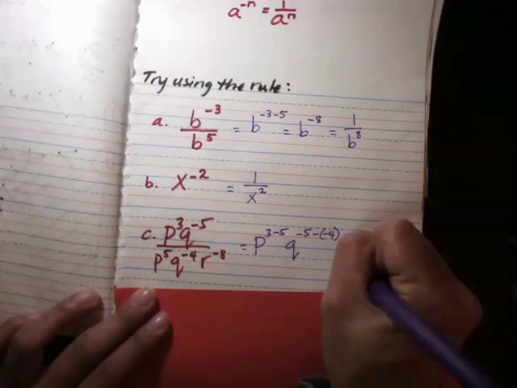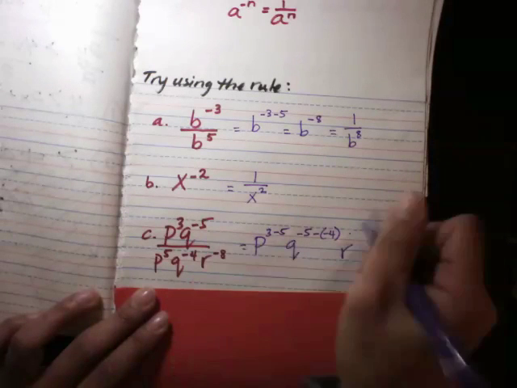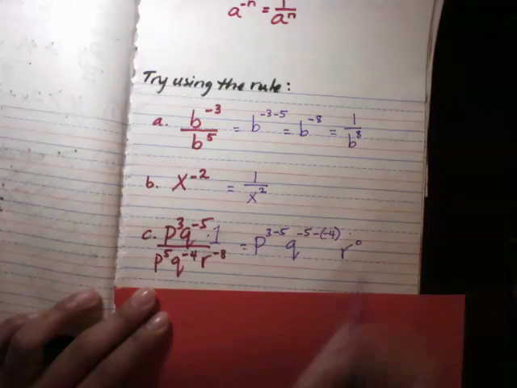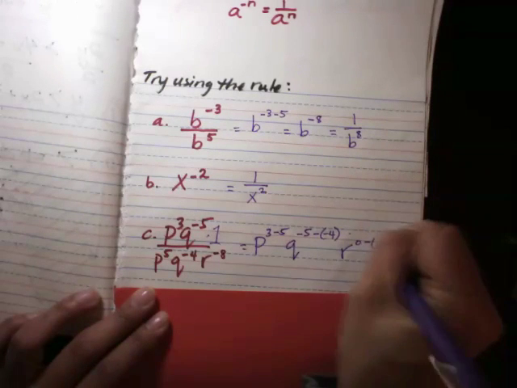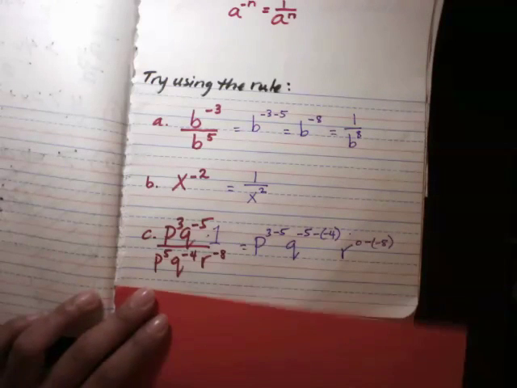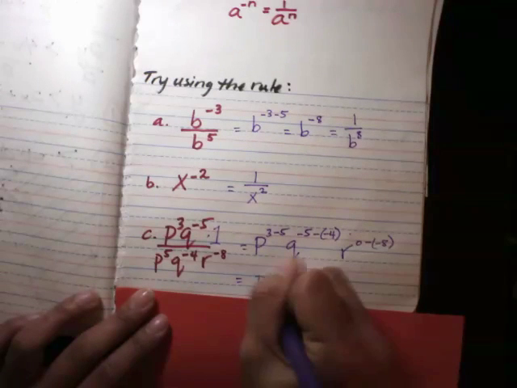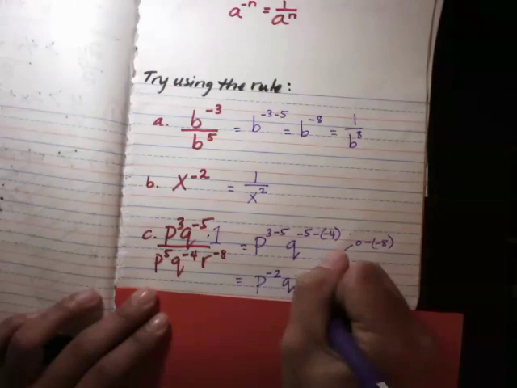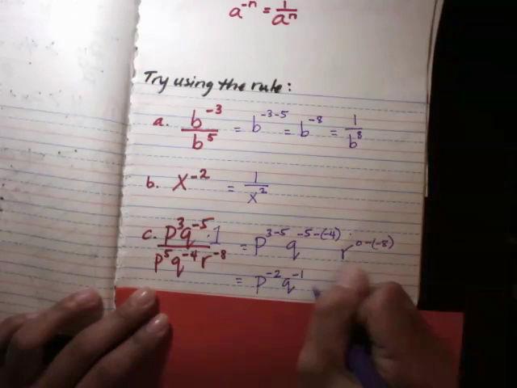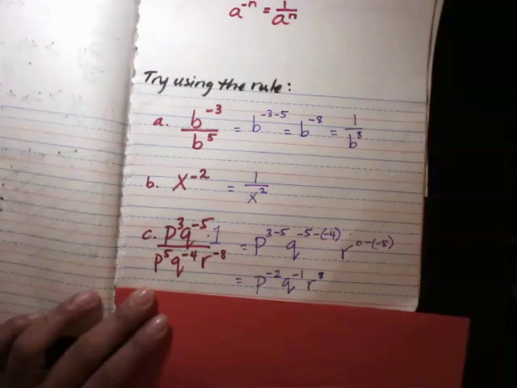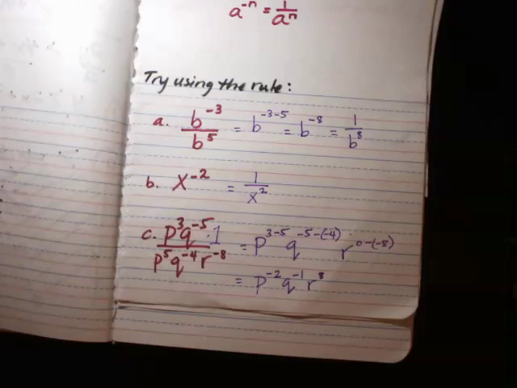And you also have, you don't have any r's on top, right? Because this is kind of like multiplying by 1. You can say r to the 0 minus a negative 8. So let's simplify this. You'll have p to the negative 2, q to the negative 1, and r to the positive 8. We're going to need to do a little bit more work with this.